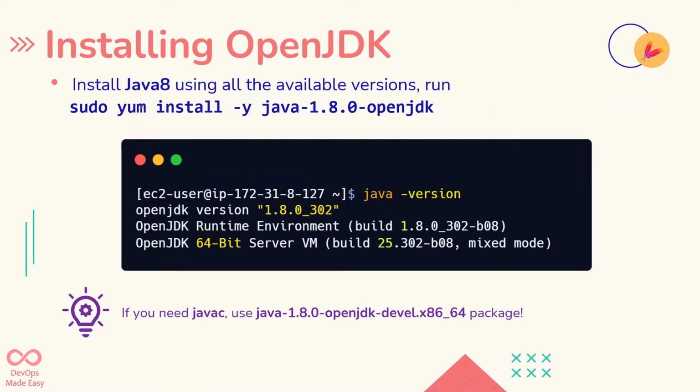In order to install Java 8, I can select any of the output from the available OpenJDK versions, and then use the yum package manager to install the package. So we use yum install -y and the OpenJDK package. Once you run this command, OpenJDK will be installed in your Linux machine.